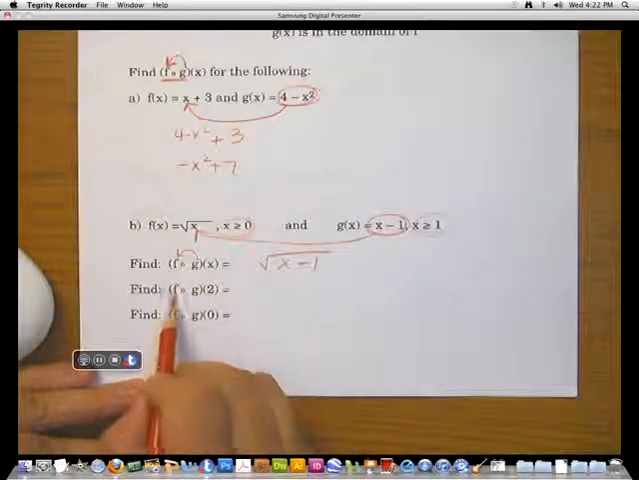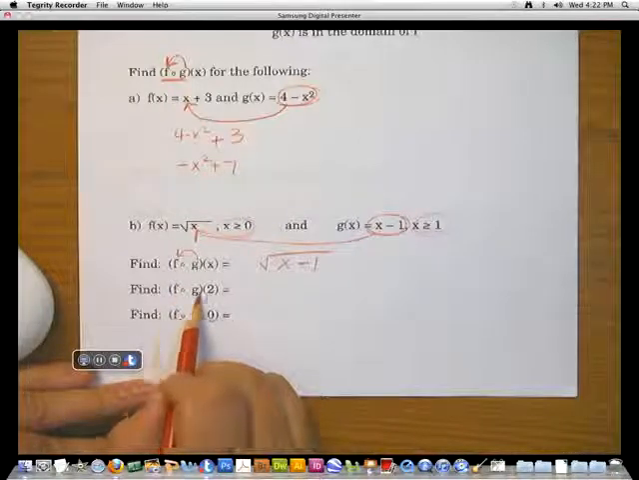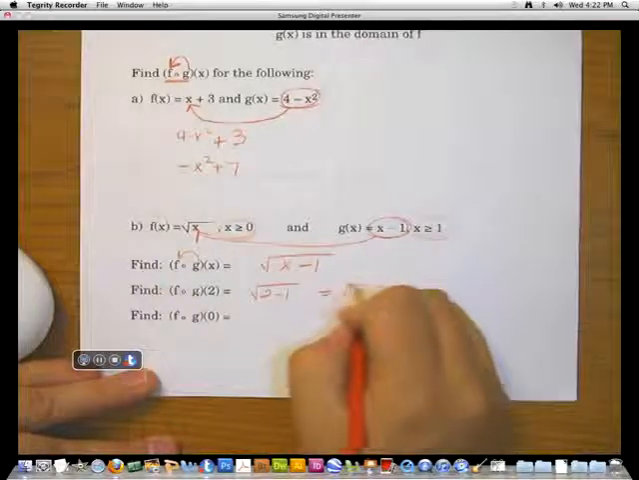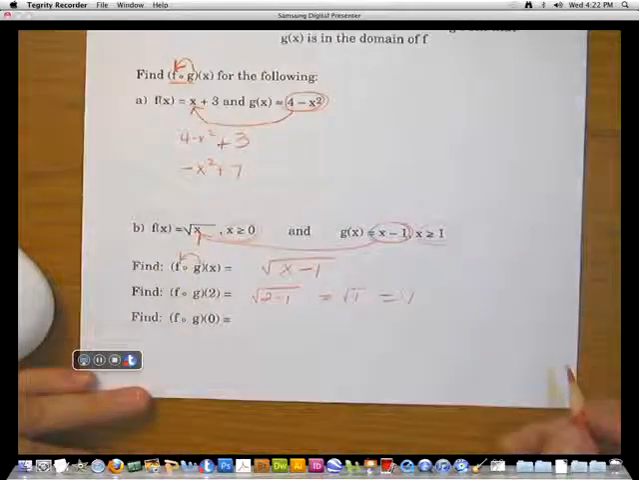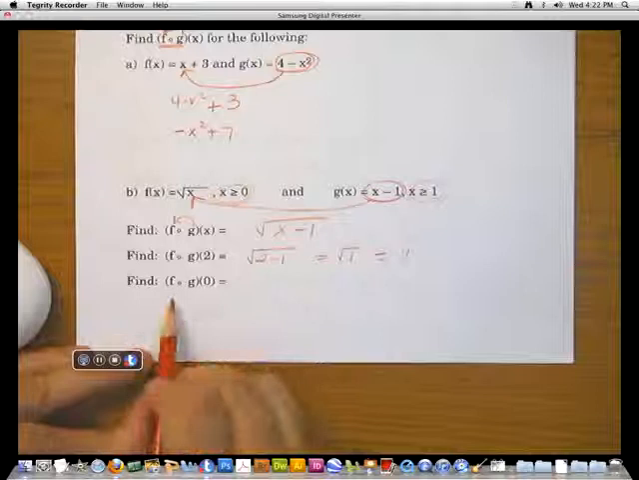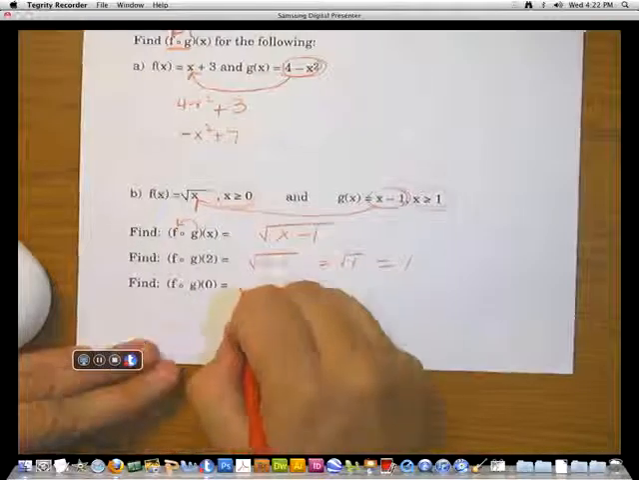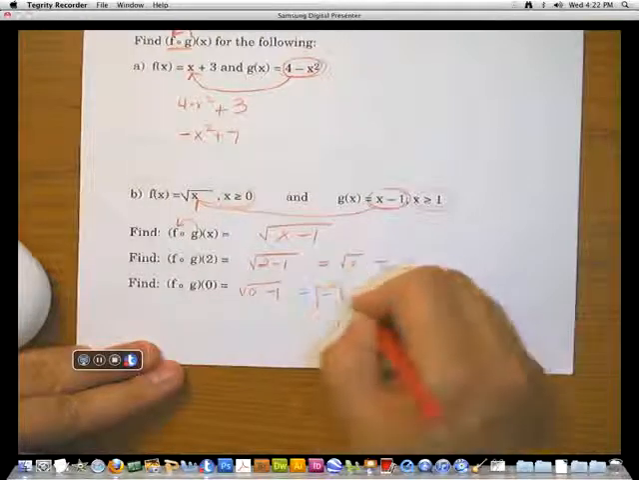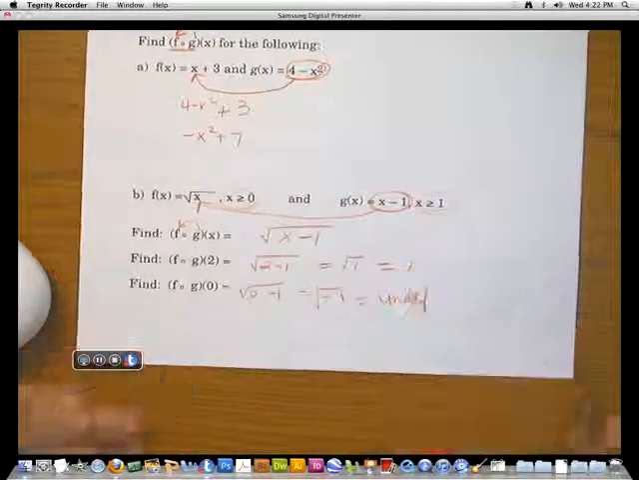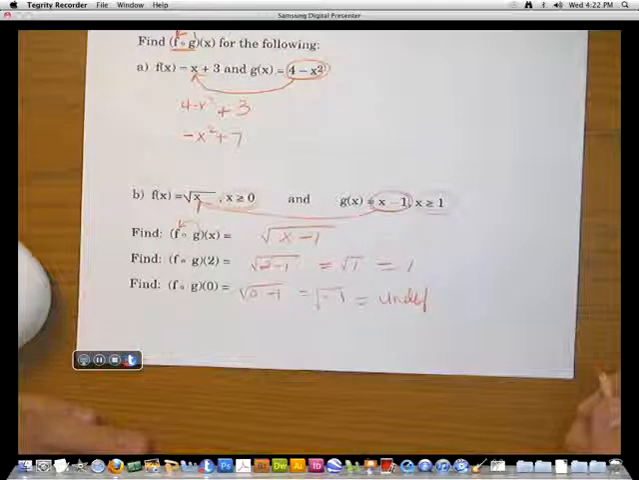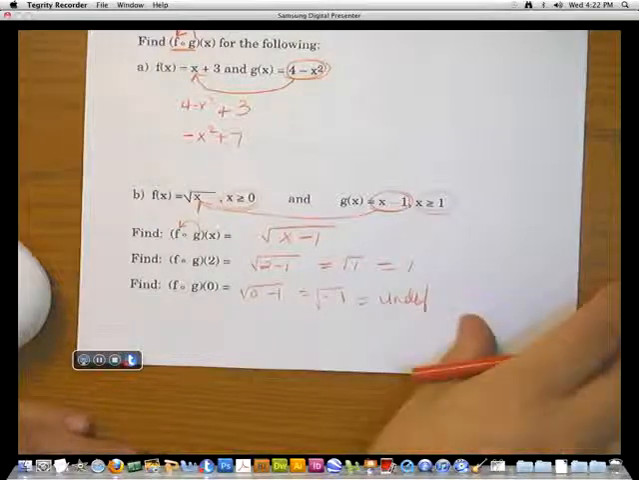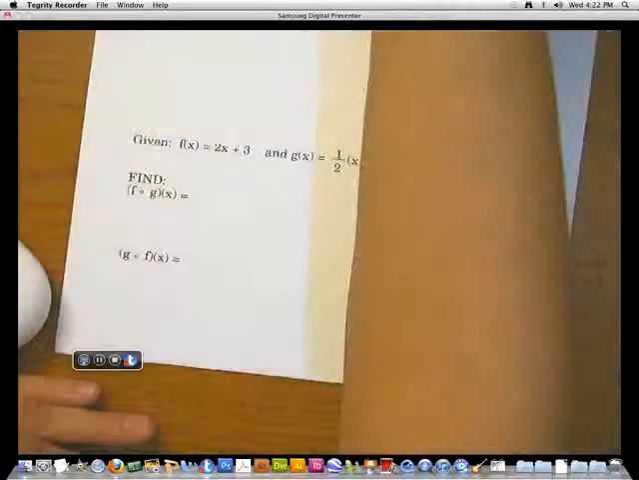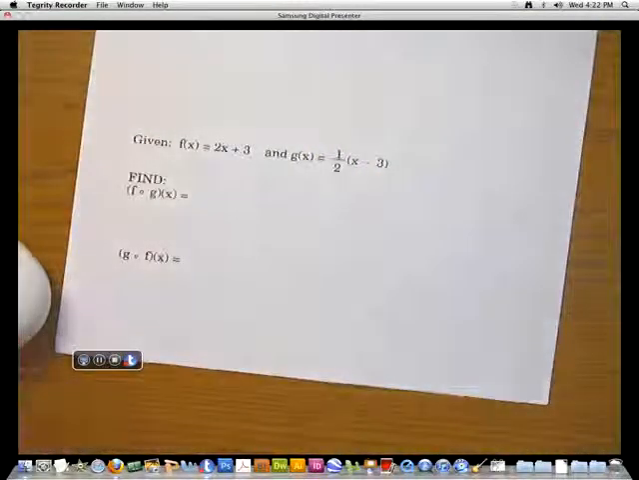Now I've already done the composition of f of g, so now I'm going to substitute in the 2. So 2 minus 1, square root of 1 is just 1. And if I do it for 0, I get 0 minus 1, negative 1, square root is undefined. We cannot do that. I mean, it's imaginary, but we're not going to go that far. We just say it's undefined.